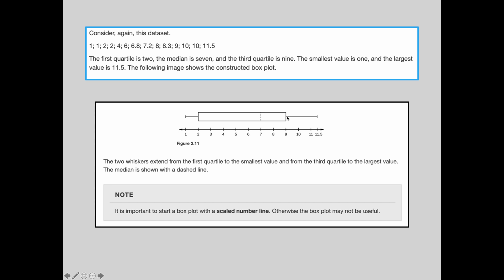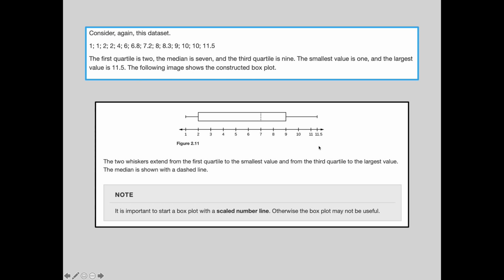And then I make a mark at 9 because that's the third quartile. Then I make a box. Whoop, went a little too far there. And always a dotted or broken line above the median. Here they're calling them whiskers. The 2 whiskers extend from the first quartile to the smallest or minimum value and the third quartile to the largest value. It is important to note that with a box plot, you always use a scaled number line.